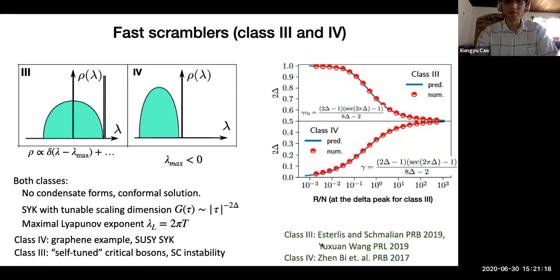And as shown by Esterlis and Schmalian, in class 3, you can also have a superconducting instability, which is not included in this solution. This is a normal state solution.